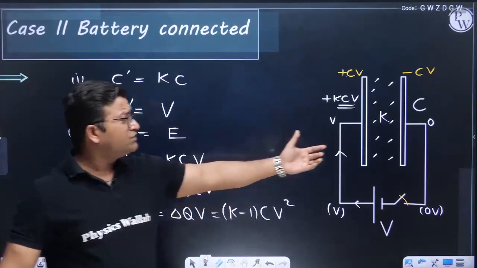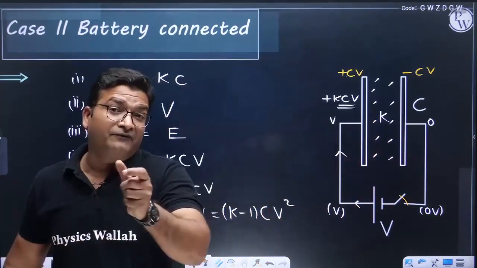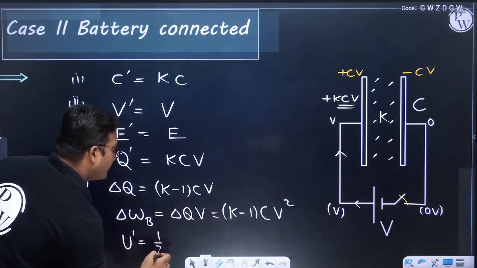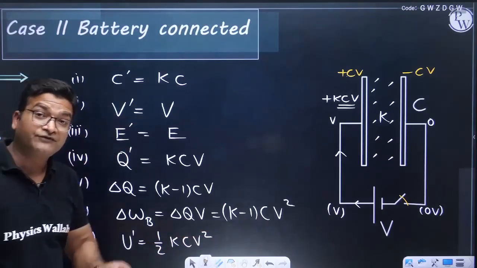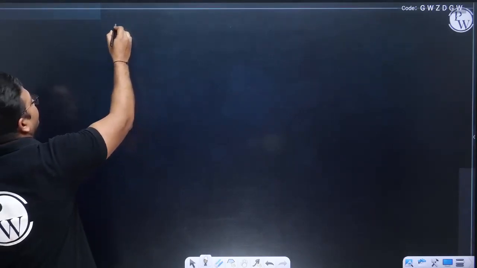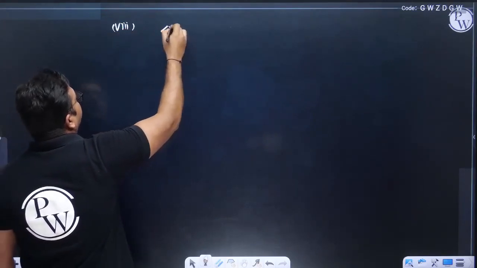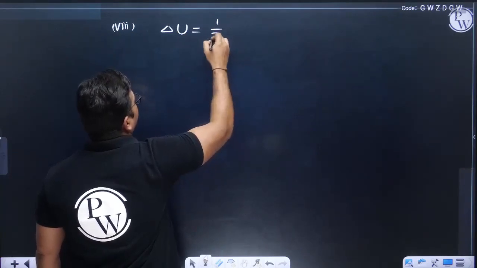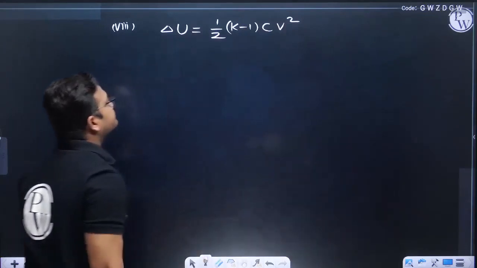Obviously, the initial energy on the capacitor was half CV square. But as the capacitance increases by a factor of K, the new energy becomes half K times CV square. Remember, the old energy was half CV square only. So the energy increases by delta U, the new energy minus the old energy, and that will be half (K minus 1) CV square.